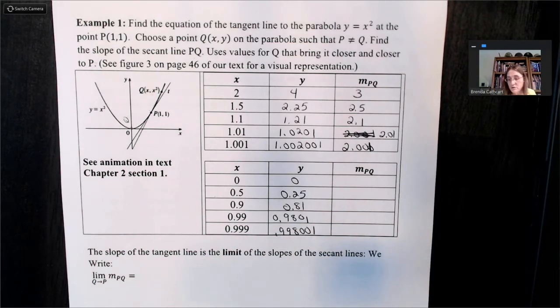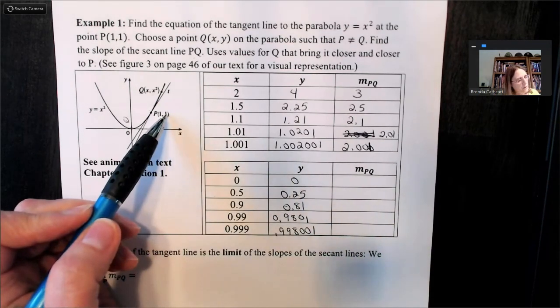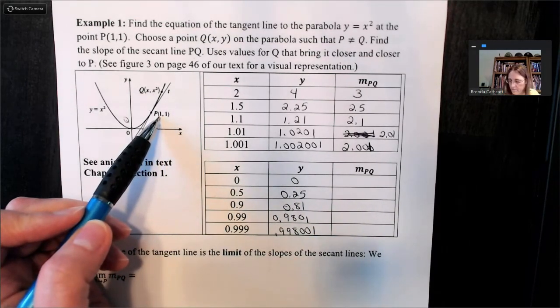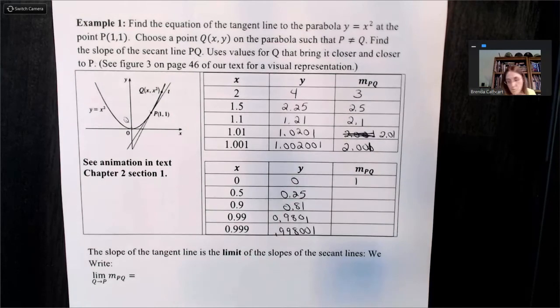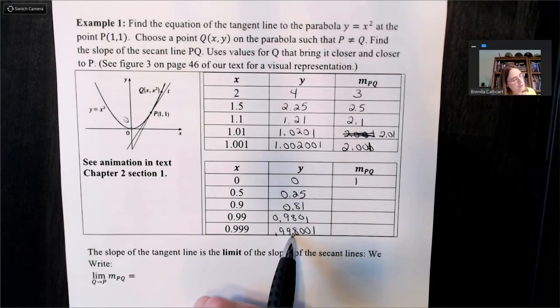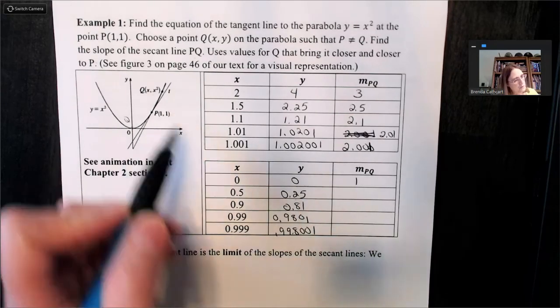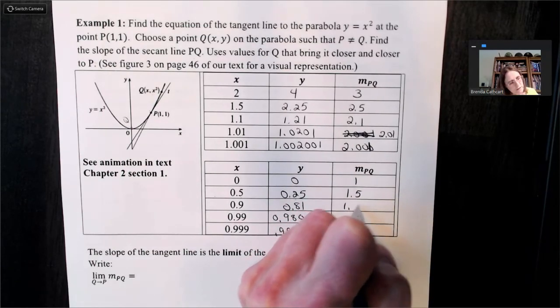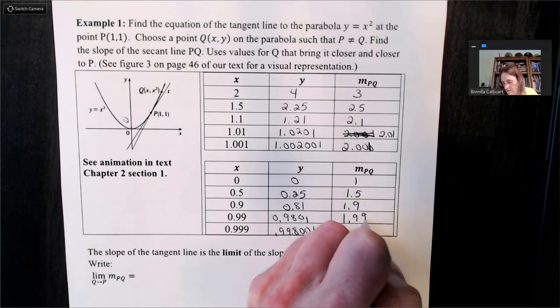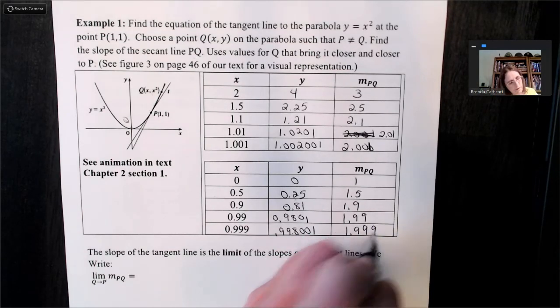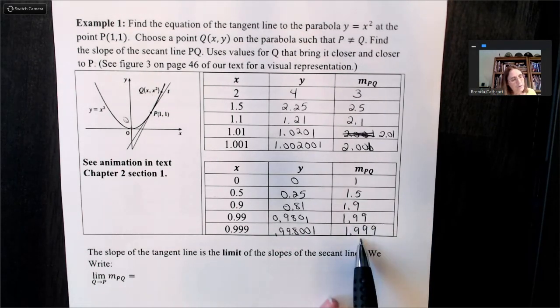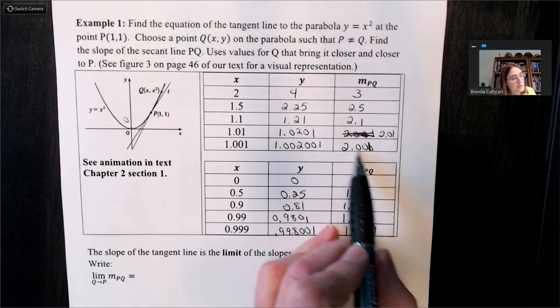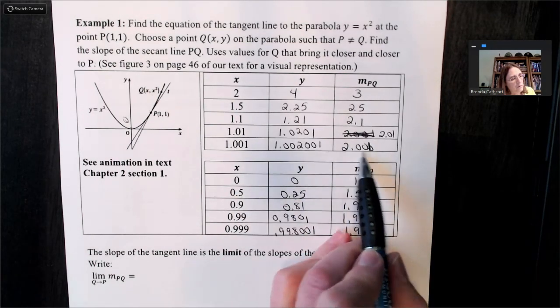Calculating the slopes, again subtracting the y-coordinates and dividing by the difference of the x-coordinates. So we'd have 0 minus 1 over 0 minus 1. We get, of course, 1. And doing the same thing for each of these points, 0.25 minus 1, 0.5 minus 1, we would calculate all of these slopes. And we see that these slopes gradually increase until we get to our last slope, 1.999, which is very close to 2, just like from the other side, from points greater than 1, we had 2.001.